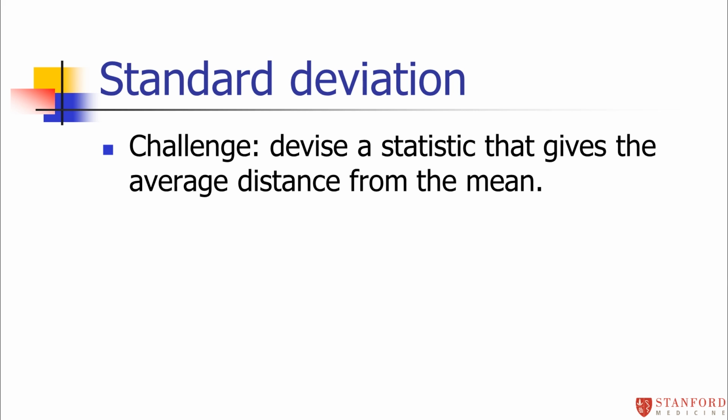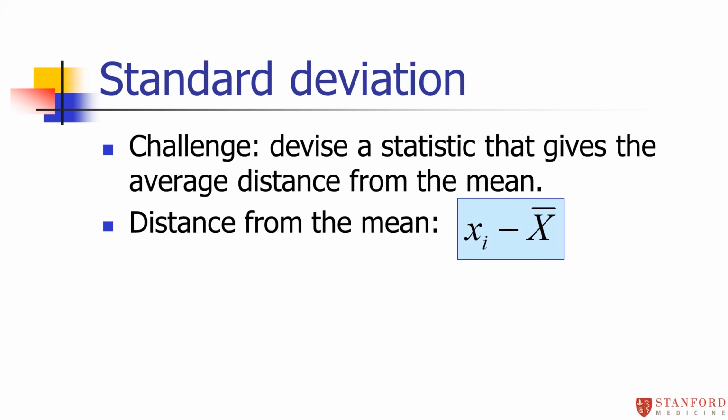Probably your first instinct on this is to think about what's distance from the mean. How would I quantify distance from the mean? To measure the distance from the mean, what you're going to want to do is subtract an observation's value from the mean value. That will give you a distance. We can represent that in mathematical symbols as xi, that's any given observation in your data set, minus x bar, that's your mean.